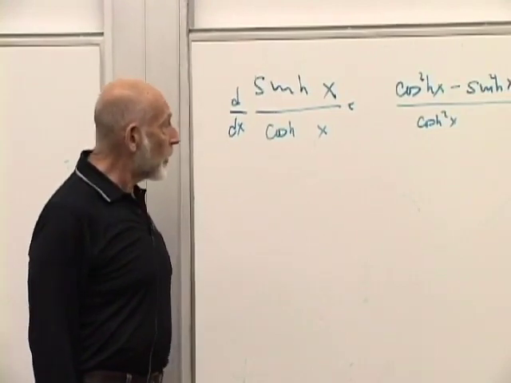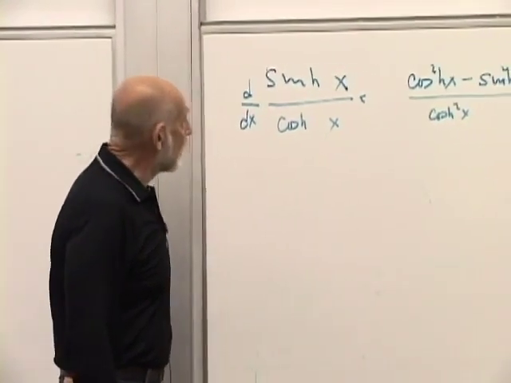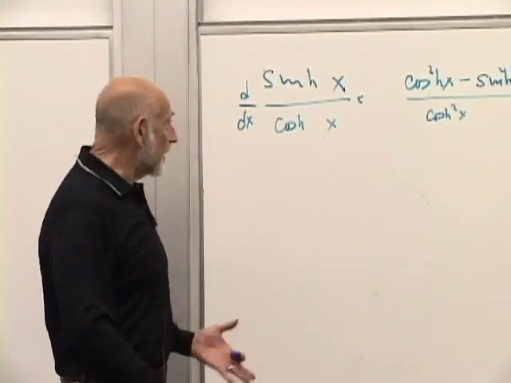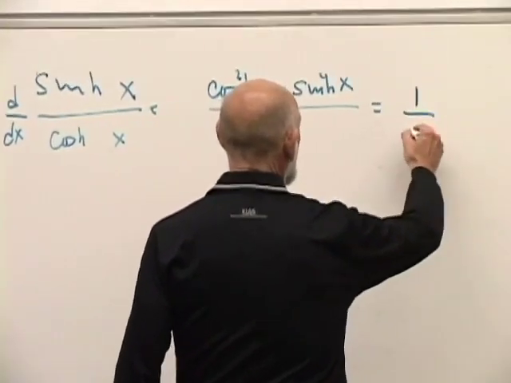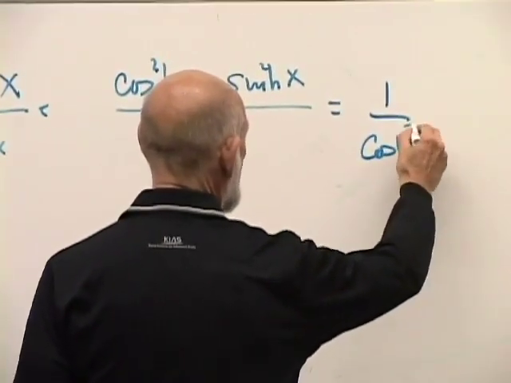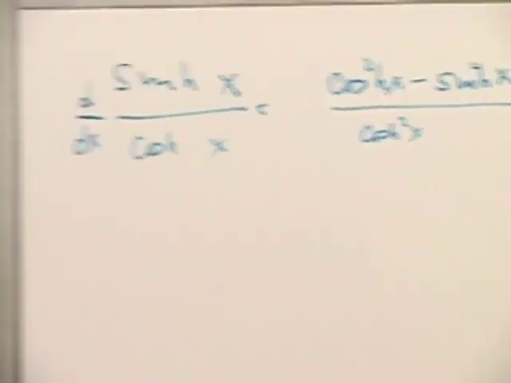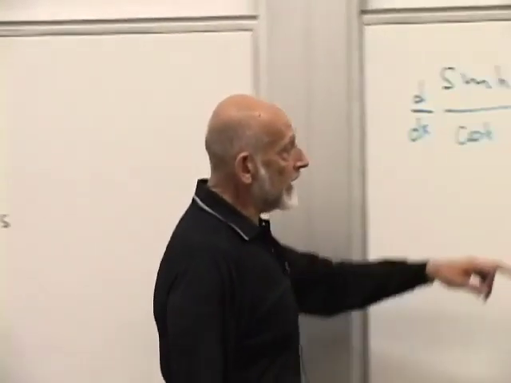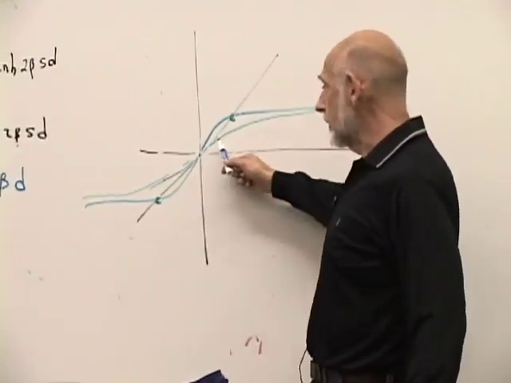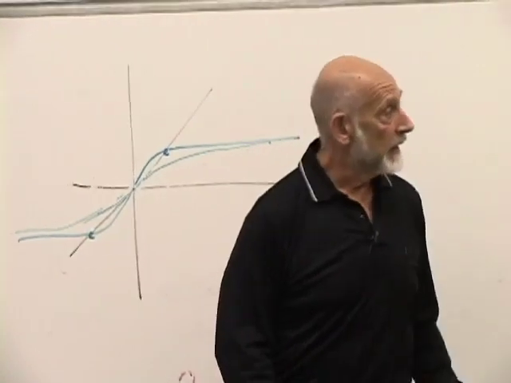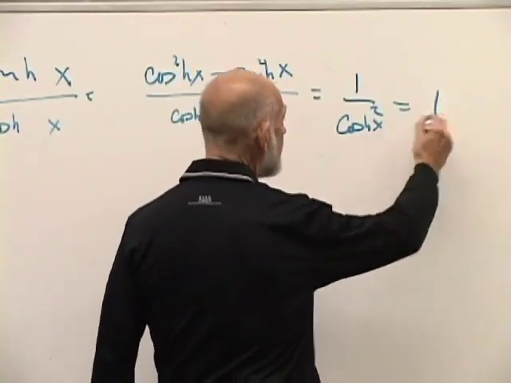The numerator is 1 at x equals 0. Oh, cosh squared, yeah. Cosh squared minus sinh squared is 1, and this is just equal to 1 over cosh of x squared. Okay, so at x equals 0, right at this point over here, that's 1. Cosh of 0 is 1, so this is all equal to the number 1.